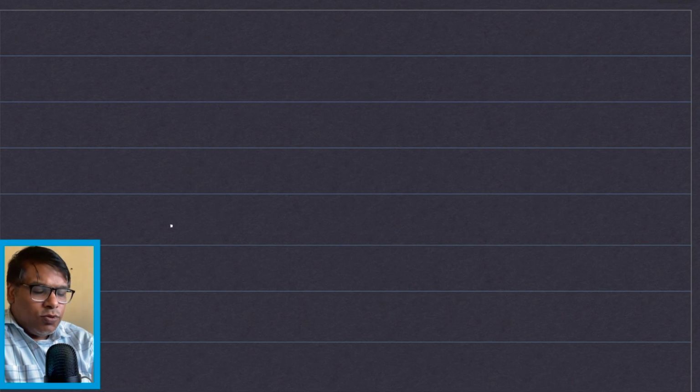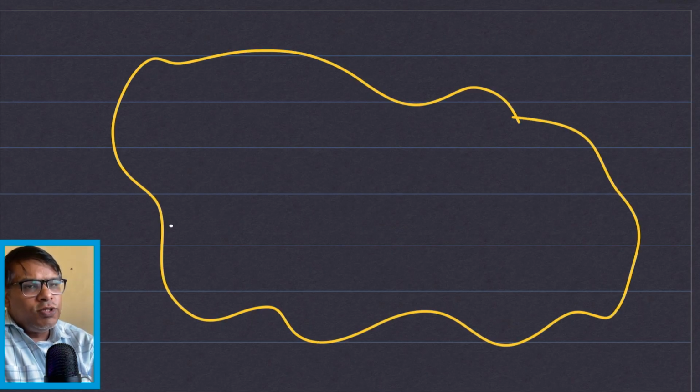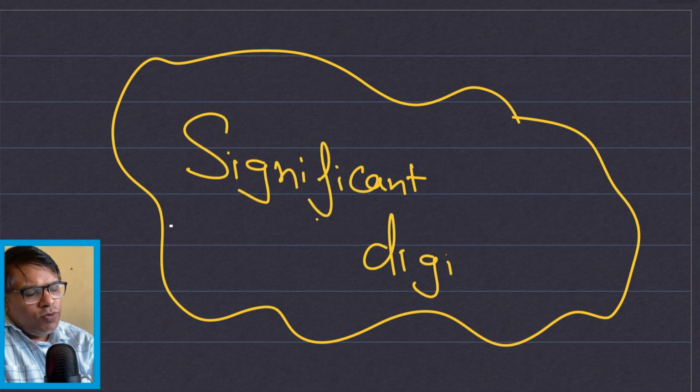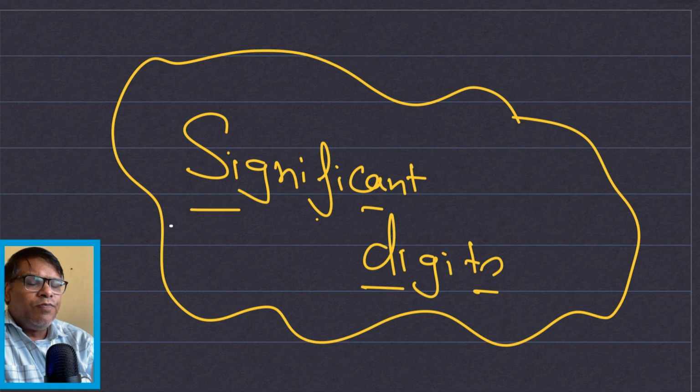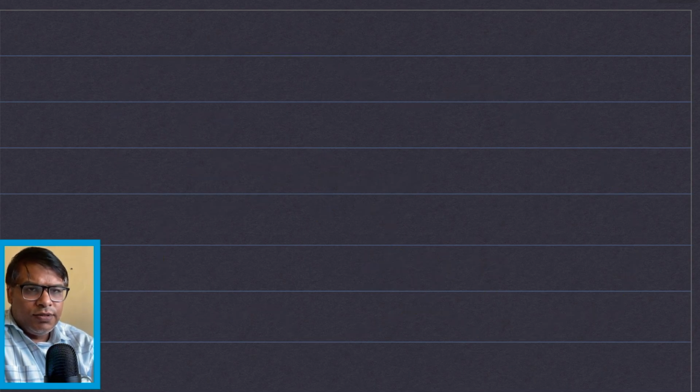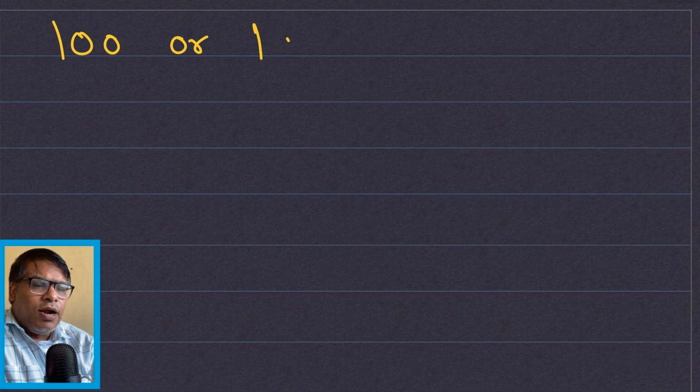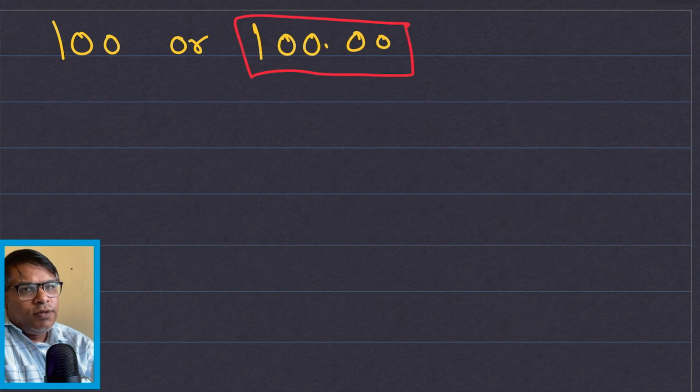Now, through this video, today I am going to teach you significant digits. Initially I am going to tell you about the importance of significant digits. Now here, if you see, you have the number 100 and you have another number, also 100. Can you predict what is the difference between these two numbers? One is 100, another is also 100. What is the difference?